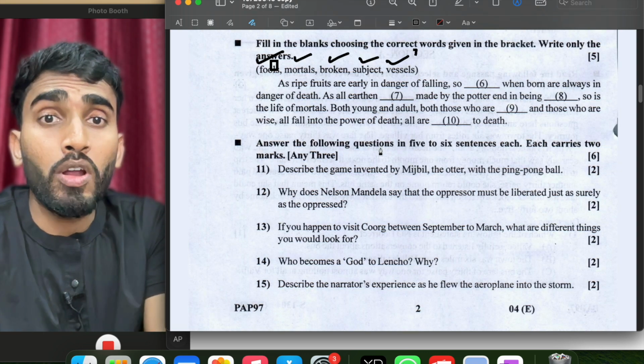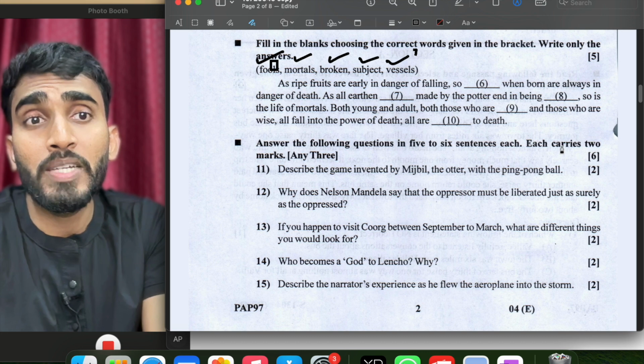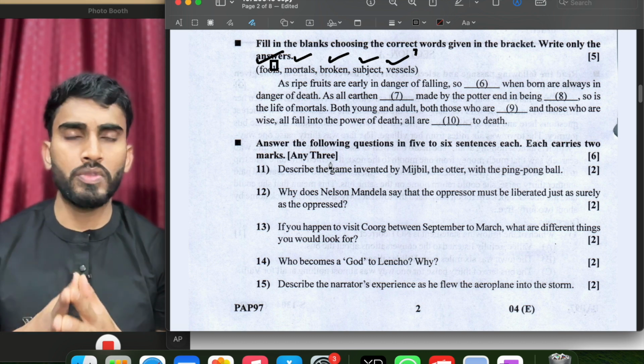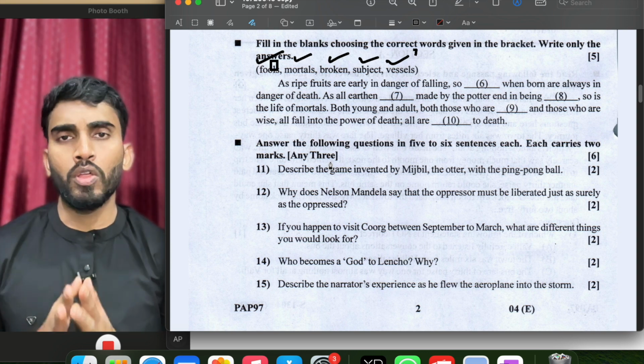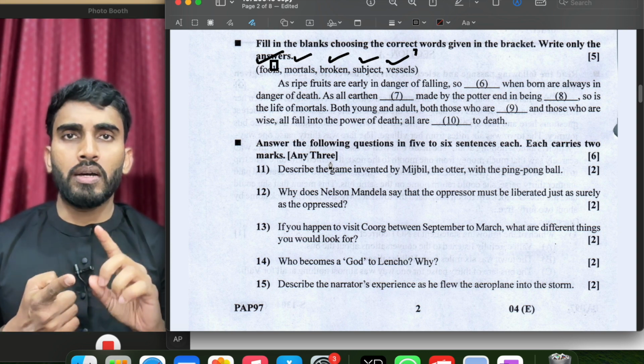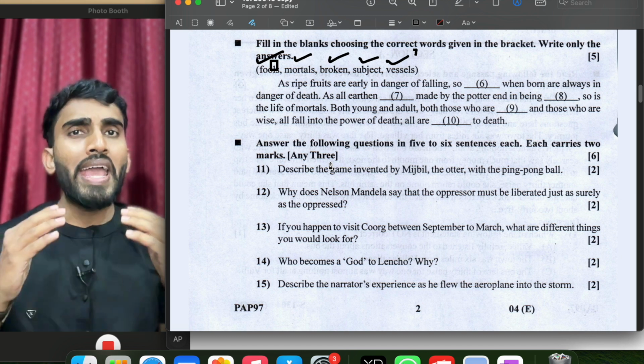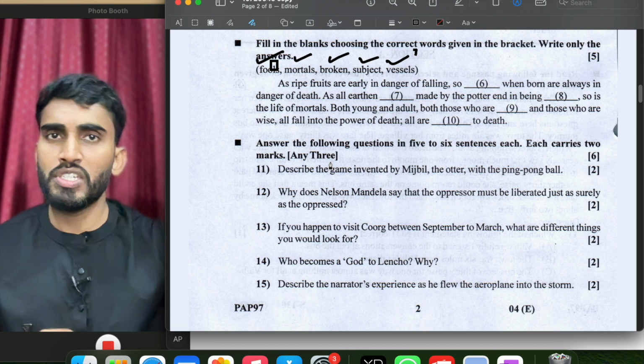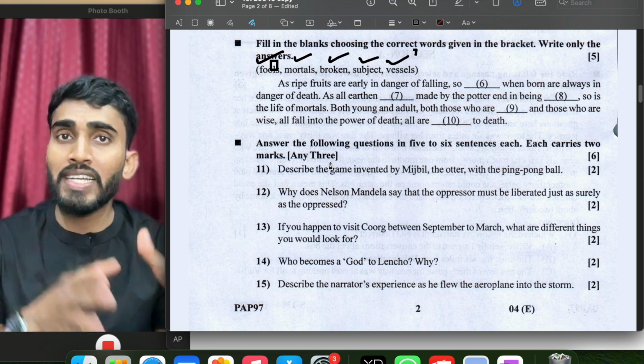Next is answer the following questions in 5 to 6 sentences each. Each carries 2 marks. Any 3. We have to attempt any 3 out of the 5 total questions. So look, first of all, let me clear this: not every question in your exam will come directly from the questions which are given in the units in the textbook.